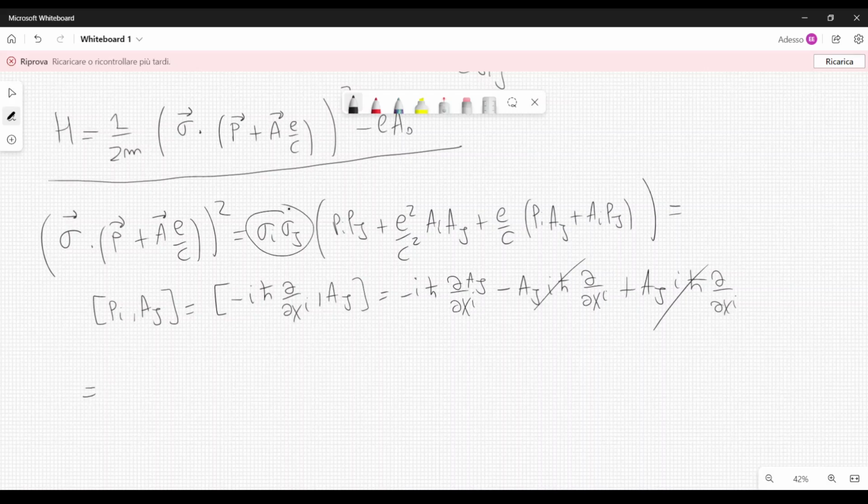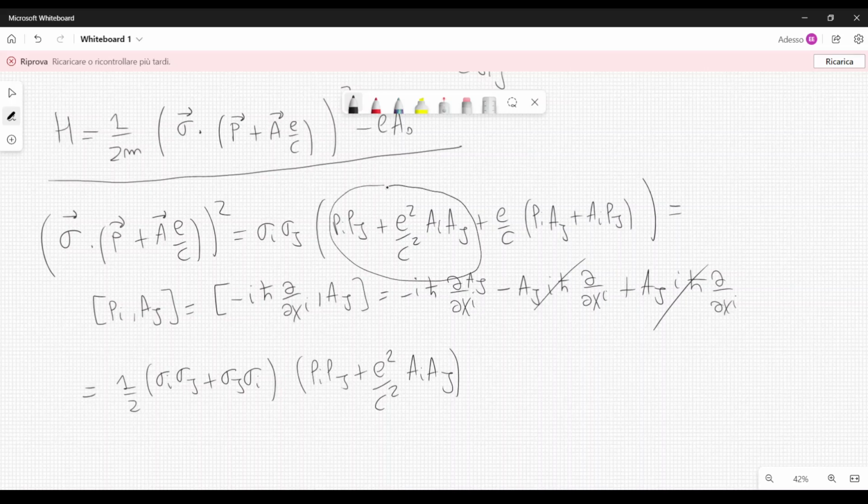I want to rewrite also this part, 1/2 sigma i sigma j plus sigma j sigma i times pi pj plus e squared over c squared ai aj. And I can do that because this part is symmetric with respect to the indices i and j. And then I have plus e over c sigma i sigma j times, I'm going to rewrite this term as aj pi, but I also have to add this quantity because the commutator is not zero.